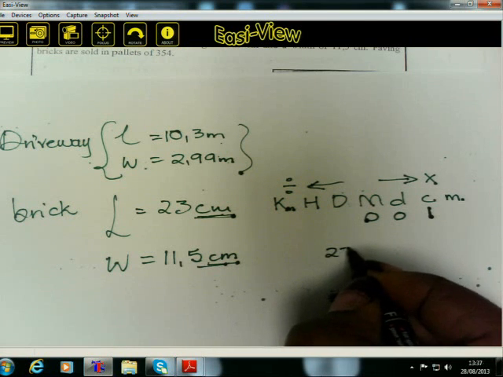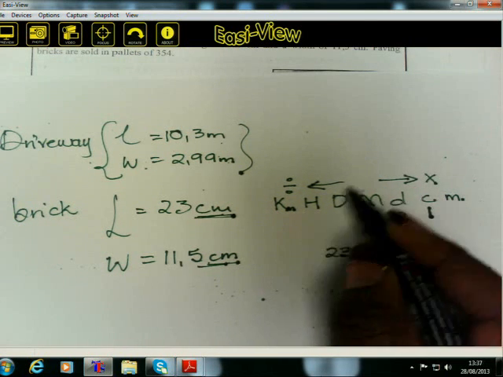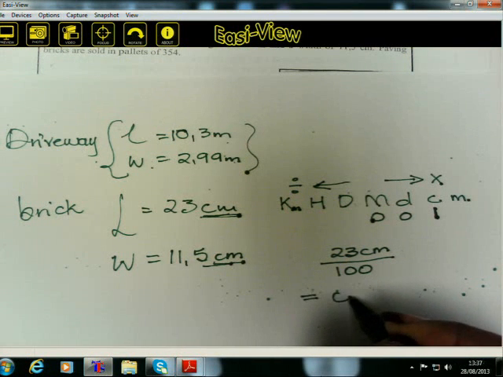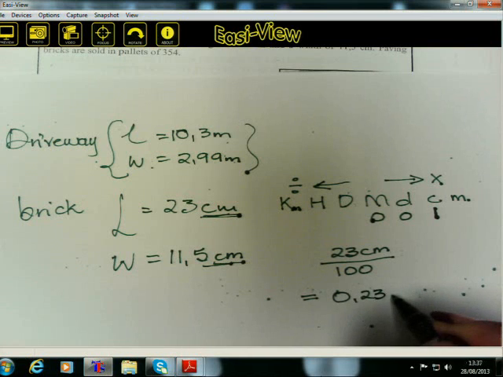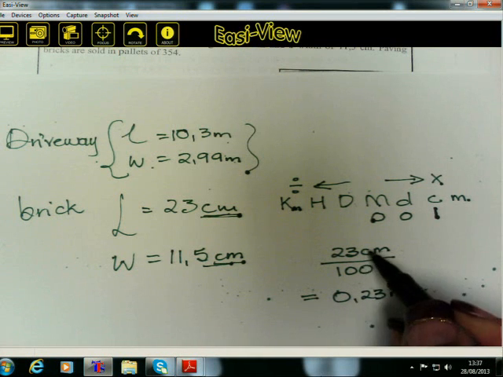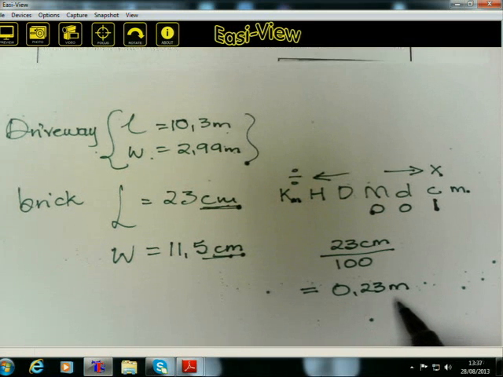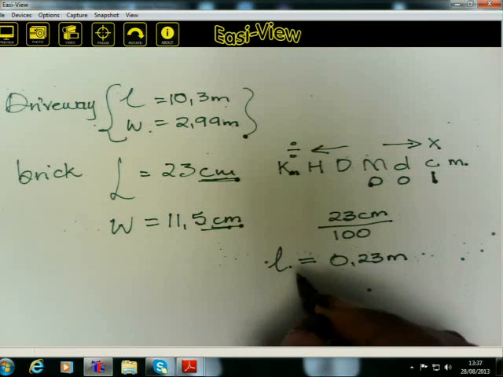Now if we want to change 23 centimeters to meters, we must divide by 100. If you punch that in your calculator, you'll find that 23 centimeters is actually 0,23 meters, pardon me. That is now for the length of the brick.